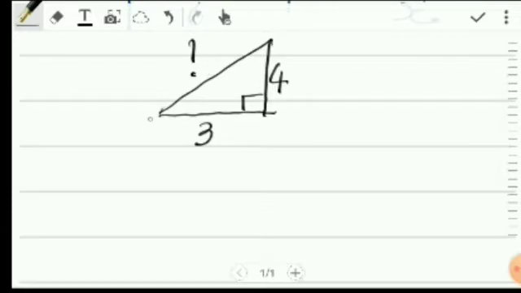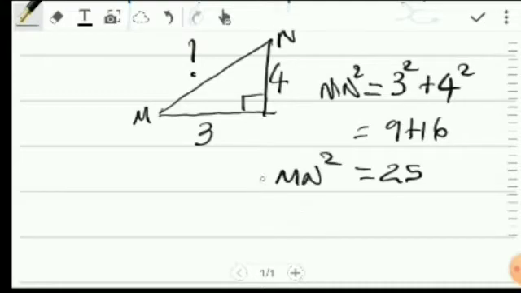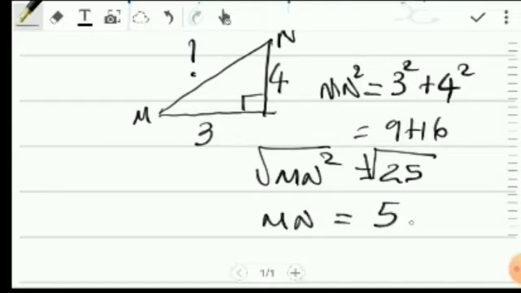So let us say I call this hypotenuse side MN, right? So we could say MN square is equal to 3 square plus 4 square. So we're using the Pythagorean theorem. So 9 plus 16 is equal to 25. But this is MN square. Taking the root of both sides, MN is equal to 5 units. So that's what we're saying. We can find the length of the line using the Pythagoras theorem.